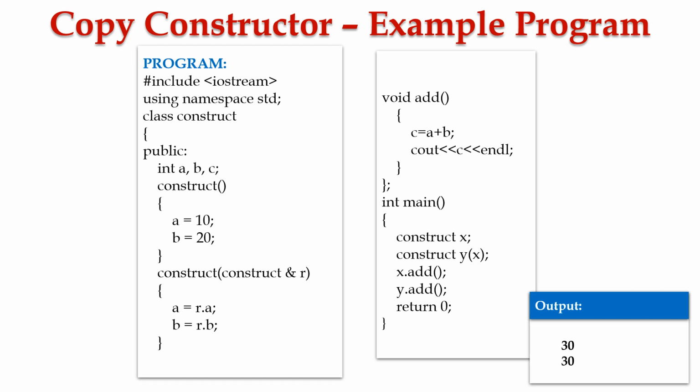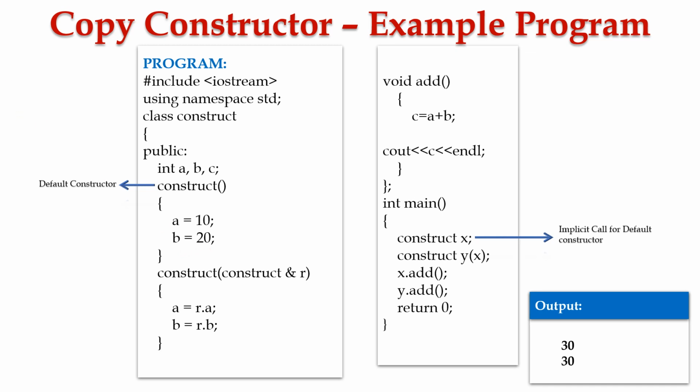Now let's see the execution of the program. The execution starts from main function. Here we have created the object X with no argument for the class construct. The default constructor defined in class construct is implicitly called to initialize the object X. Since no argument is provided, the default constructor initializes the value of the variable A with value 10 and the value of the variable B with value 20.